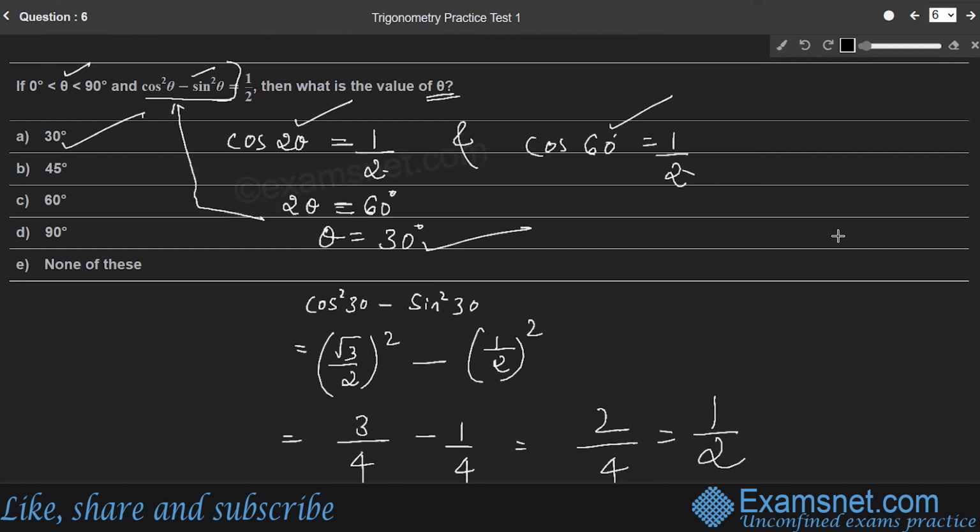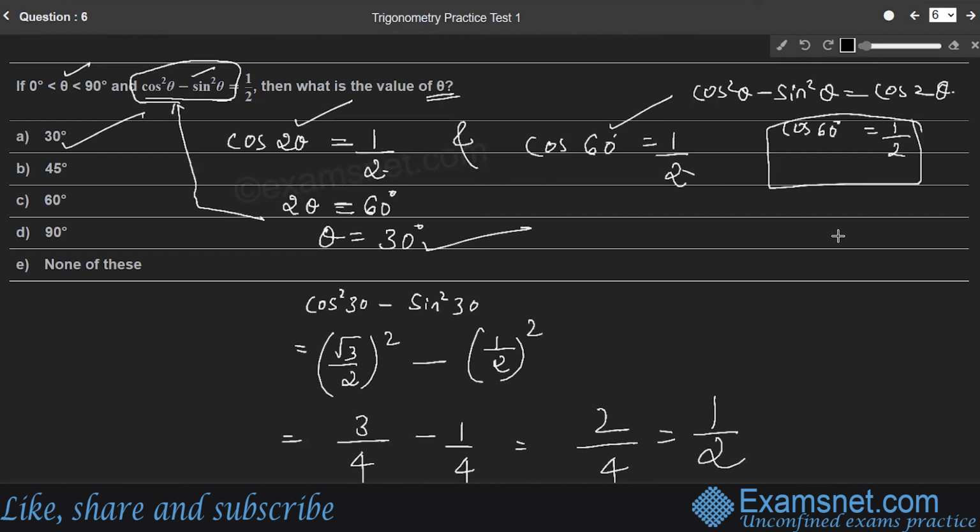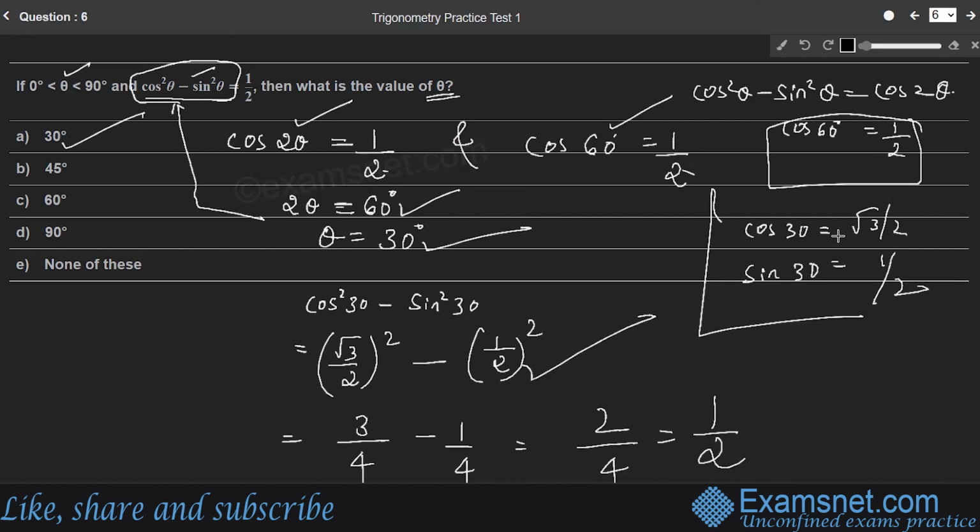So, we need to know the formula of cos square theta minus sine square theta, which is equal to cos 2 theta. Right? And value of cos 60 degree is 1 by 2. Right? So, which is constant. Therefore, equate 2 theta to 60 degree. Right? To verify the answer, you should know the value of cos 30 and sine 30, right? So cos 30 is root 3 by 2 and sine 30 is 1 by 2, right? Substituting these values, you can verify the answer. So here the answer is theta is equal to 30 degree, option A.